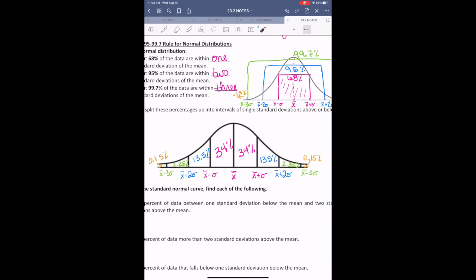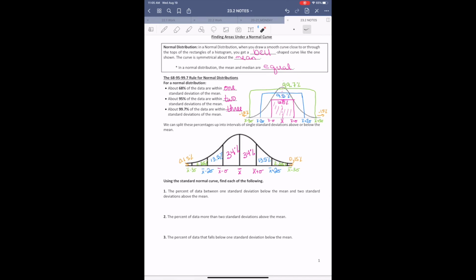Now, what does that mean? That means that I could talk about my data in terms of standard deviation. If I look at half of this table, okay, I can say that 50% of my data lies to the right of my mean. I can say that 50% of my data lies to the left of the mean. Or I can even say that 34 plus 13.5 is 47.5. So I know that 47.5 of my data lies within 2 standard deviations above the mean. Okay, so we're going to use this information to answer the questions down below.